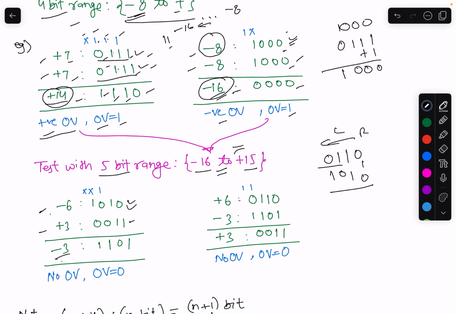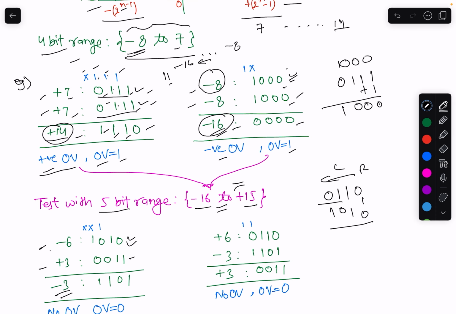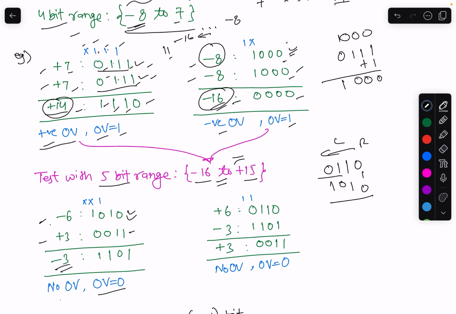So if we add this, we get minus 3. You know that minus 3 falls in this range, so there is no overflow. So overflow is 0, no overflow.